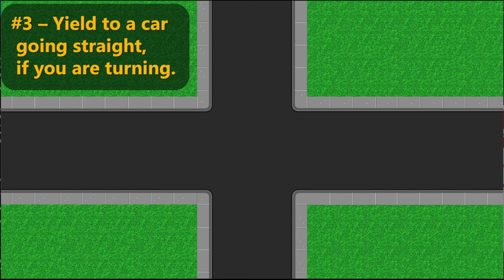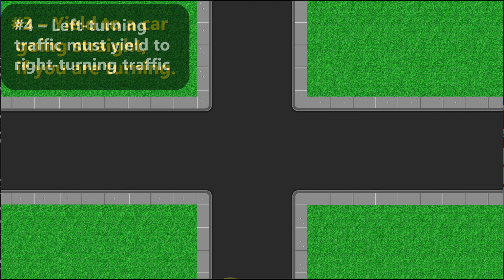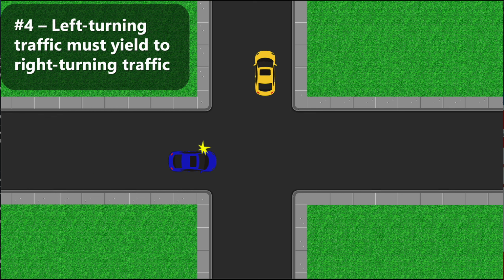All right, third one here, yield to a car going straight if you're turning. Right, so someone making a left turn, if they don't yield to that car, that blue car, you're going to score this right-of-way violation. We're showing the correct way to do things, not the wrong way here. The fourth one, left turning traffic has to yield to right turning traffic. So people turning left, as you know, have to wait, even if they didn't get there first, right? But if that person turning left goes ahead and turns in and makes that yellow car slow down unnecessarily, you're going to score a right-of-way violation here.